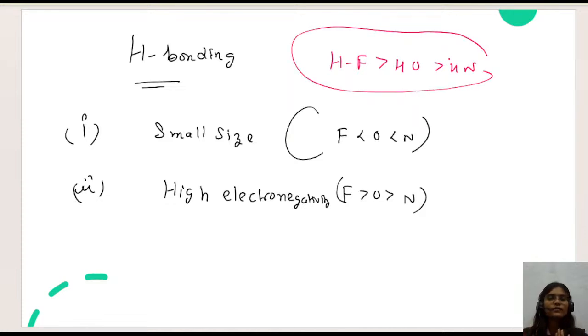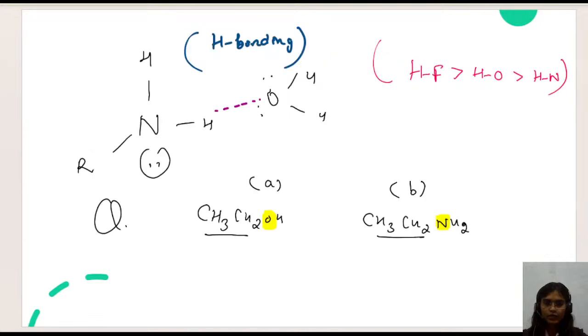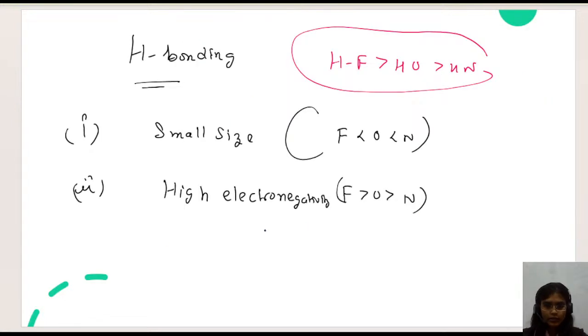Okay, so this is the first criteria. I will take this question later, just wait. So that's why this is going to be the correct answer, that A is more soluble as compared to the nitrogen one. So the reason is what? Small size of the oxygen and the high electronegativity of the oxygen. Is this point clear now, Ambika?